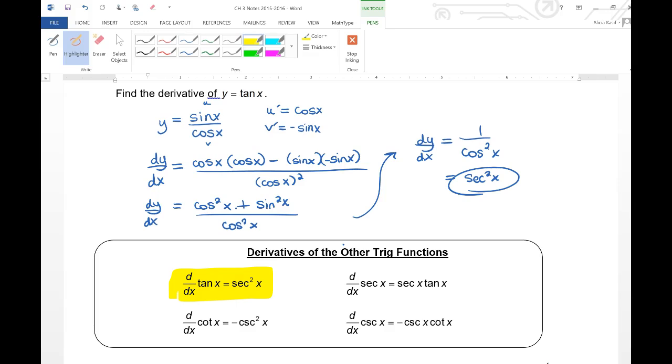Now, these will show up on your homework problems, but I'm not gonna test you on them. If you wanted to derive secant, you would do 1 over cosine and do the quotient rule, and it would work out to be secant tangent. But those are the 3 that I need you to know. You don't need to memorize it, you can just derive it. The only ones you can't derive are sine and cosine. Those you have to know. So you need to know those 2, and they're all based off of those 2.